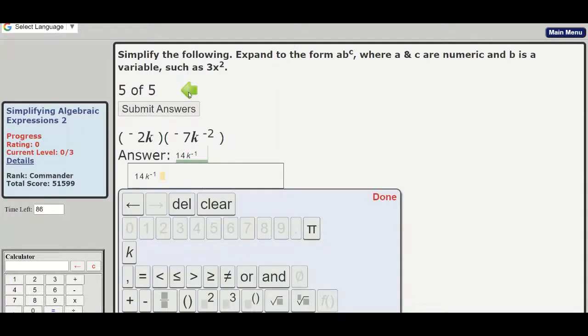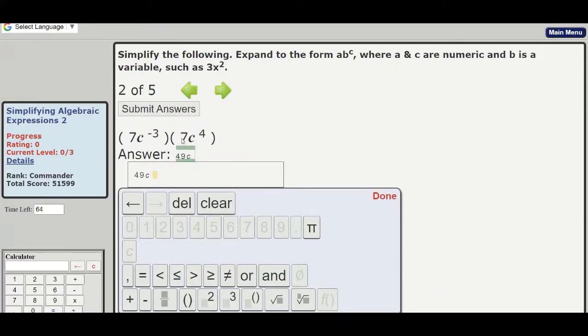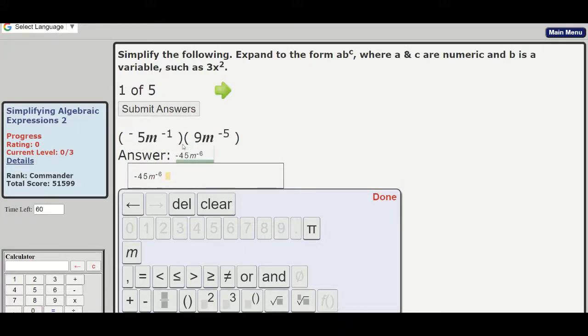Reviewin mo na. 14. 1 minus 2 ay negative 1. 30. Negative 4 plus negative 4, negative 8. Tama pala. 5 plus negative 2, 3. Okay. 4 negative. 49. C. Tapos 45M. Negative 6. Okay. Yan.